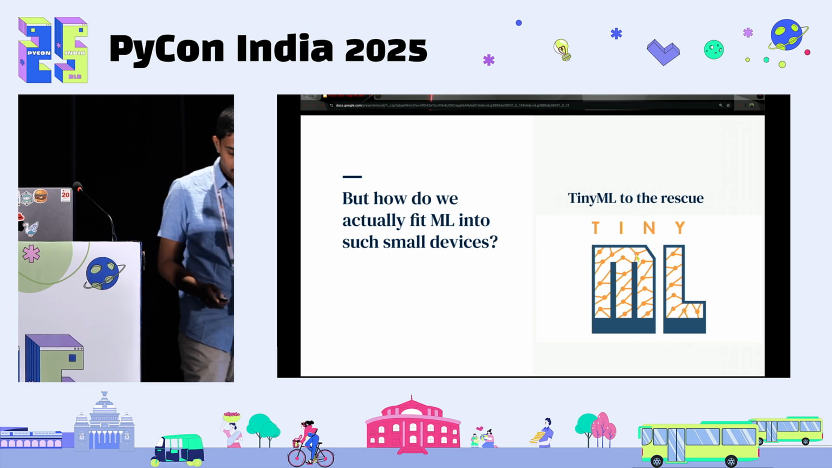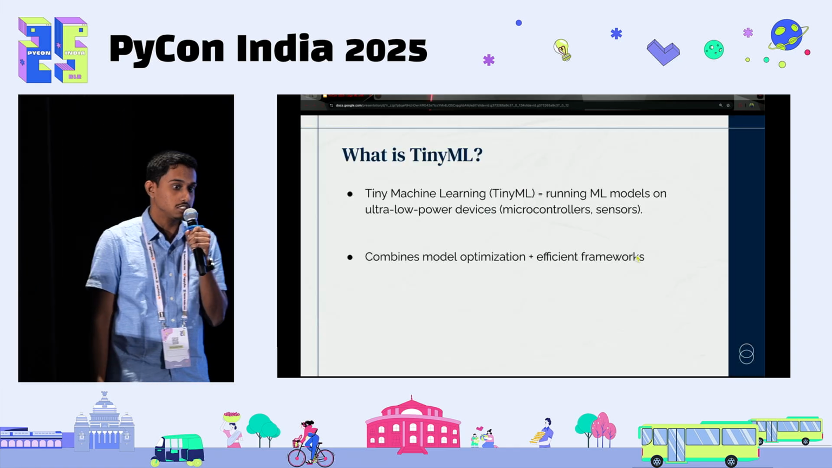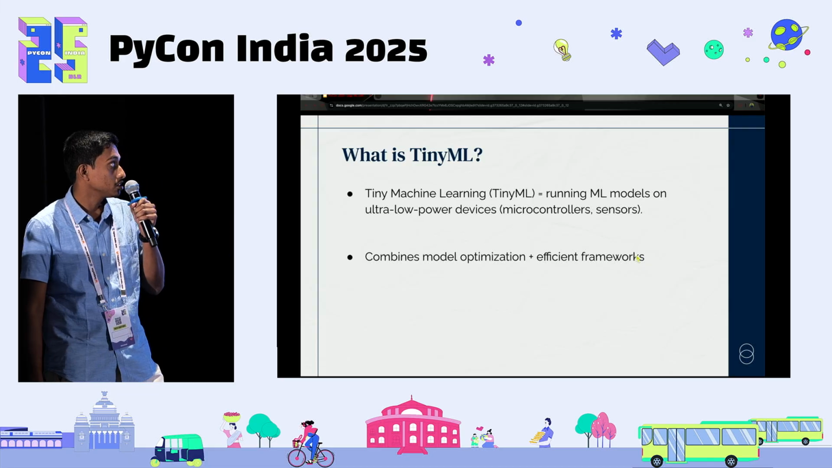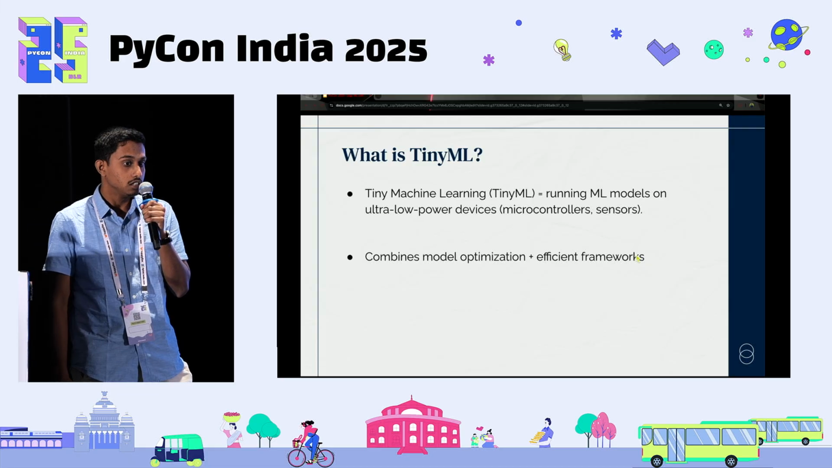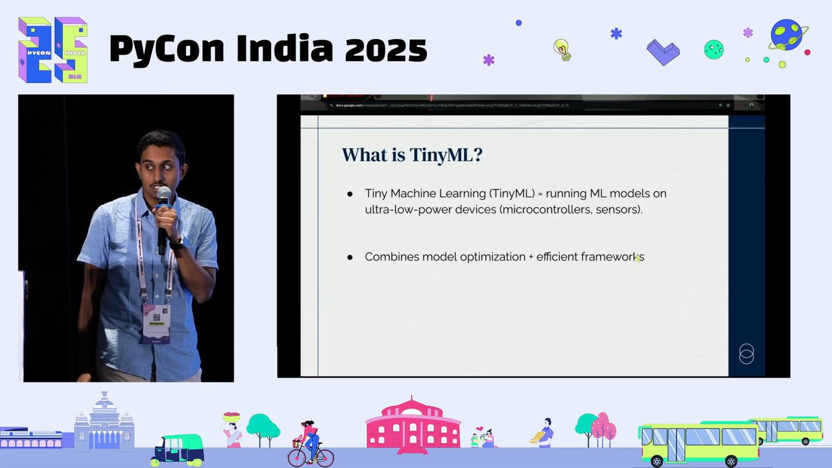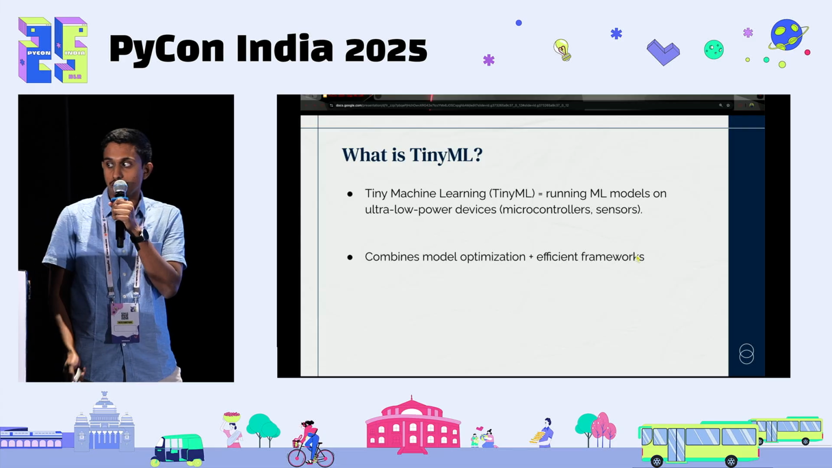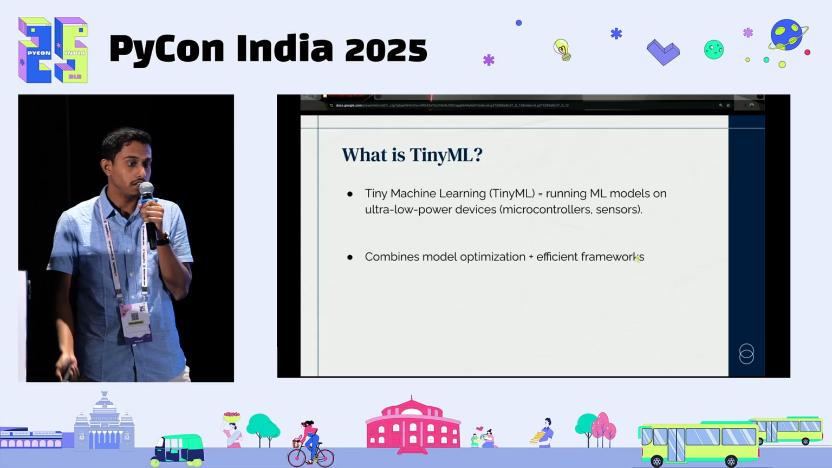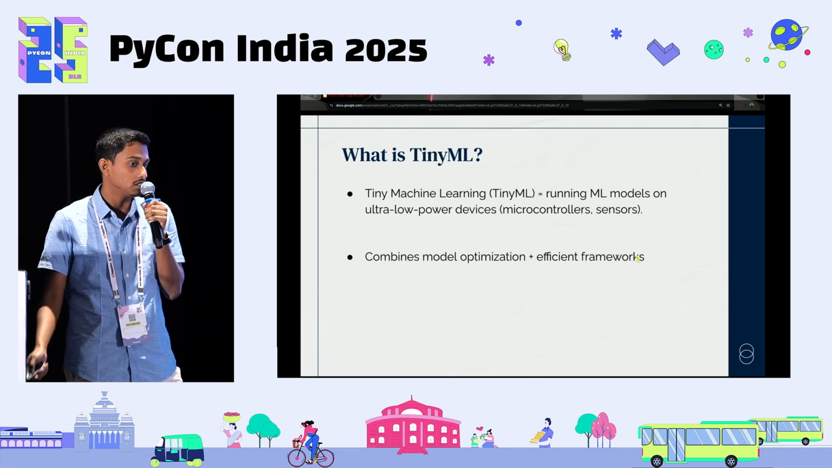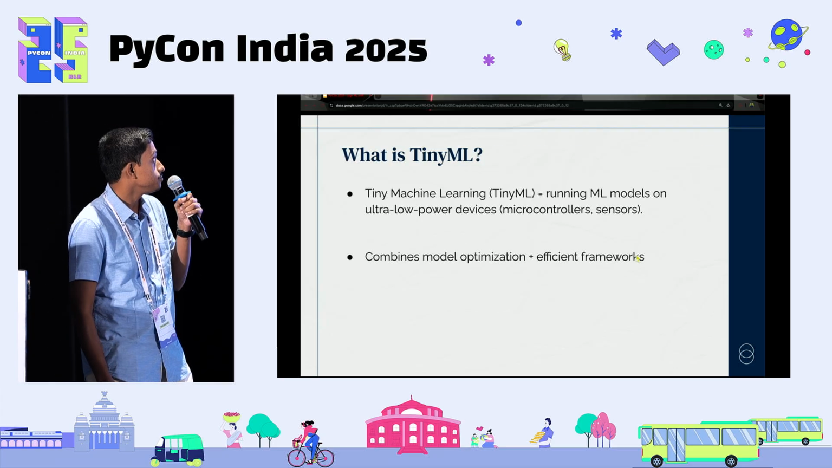So yeah, let's first understand what is TinyML. TinyML is essentially machine learning on ultra low power devices. That's the microcontrollers or some of the sensor nodes. What it does is it combines model optimization and efficient frameworks, and it brings AI capability to devices that have some kilobytes of memory. It also lets you run some of the models for months or even years, because those run on very low cost, low power devices.